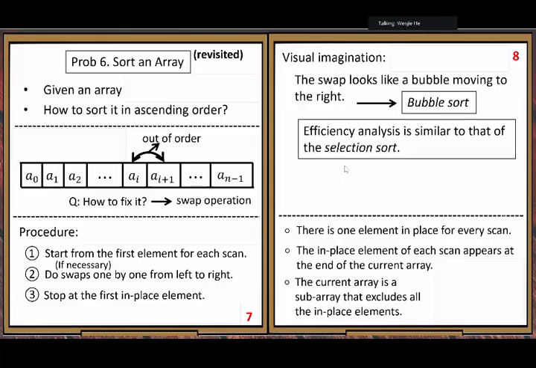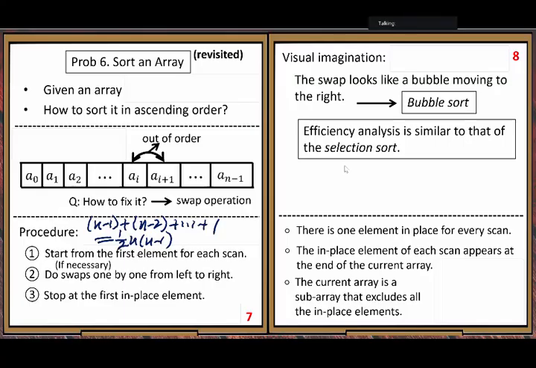So we can do efficiency analysis, pretty much the same as the selection sort. The first round scan, the number of comparisons is n minus 1. The second round scan, n minus 2, and so on. The last round, 1. So you get 1/2 n times n minus 1, similar to the analysis of the selection sort.